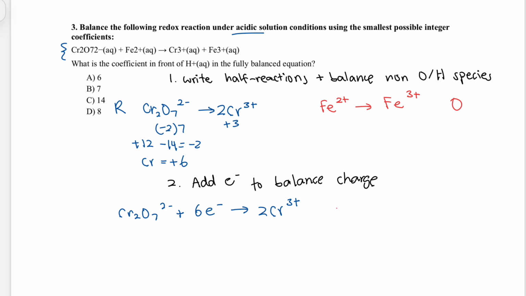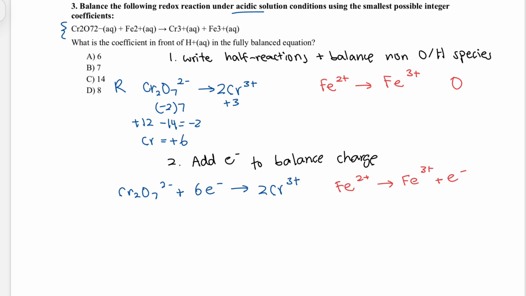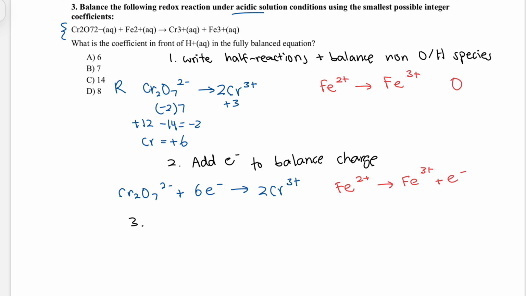And then for Fe2 plus and Fe3 plus, we had +2 and +3. So what we have to do is add an electron here to balance the charge. Okay, step 2 is done. Step 3 is to balance the remaining species, which are just oxygen and hydrogen, using H plus and H2O.